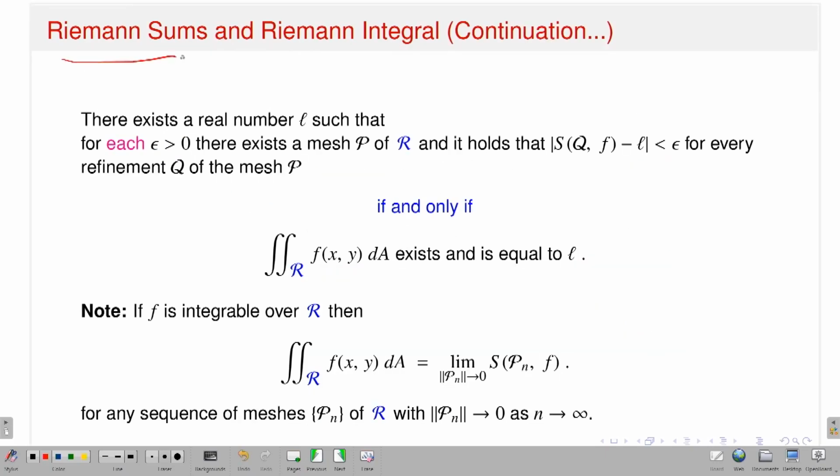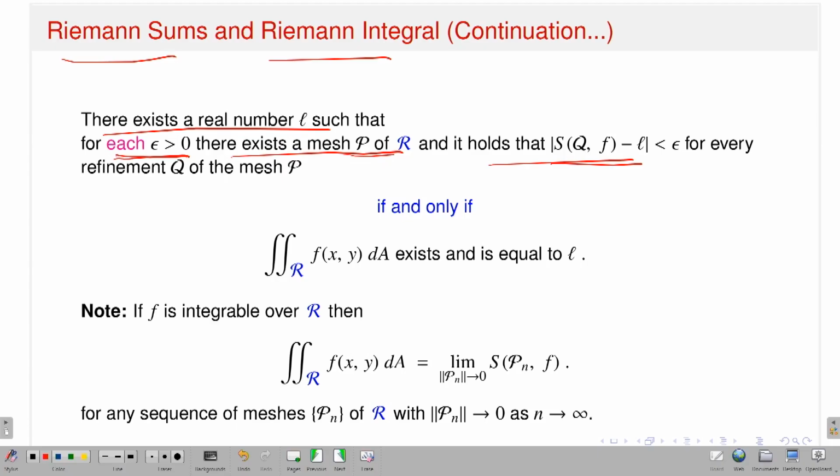That is exactly the one: Riemann sum and Riemann integral. Look, what I am saying is that suppose there exists a real number L, such that for each epsilon there exists a partition P of my rectangular region R such that the distance between S_Q(f), that means the Riemann sum corresponding to the partition Q, and L is less than epsilon for every refinement Q of P. So I am saying that suppose you have an L which has the following property. What is the property?